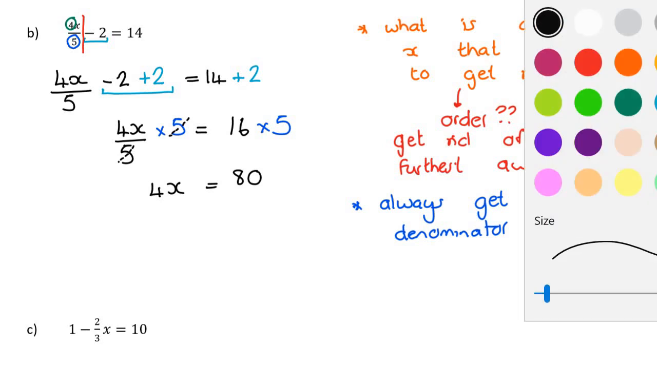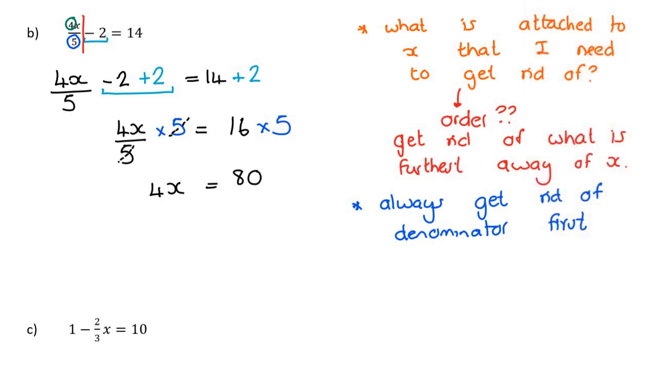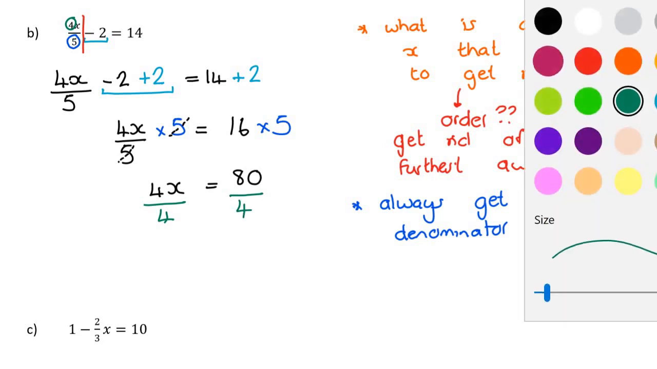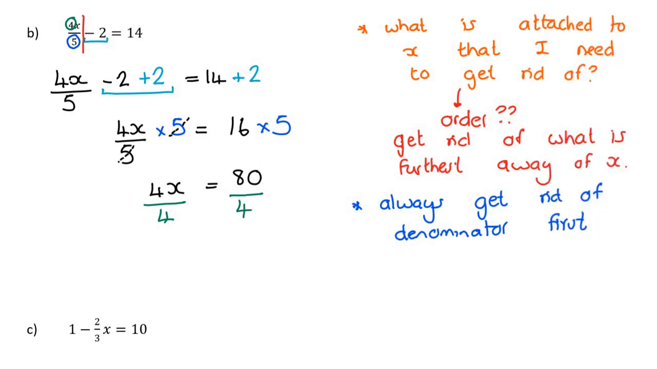And now, finally, how do I get rid of the 4? Well, I'm multiplying by 4, so I'm going to divide by 4. But what you do to one side, you do to the other side. And so 4 divided by 4 is 1, so I land up with 1x, which I write as x, and 80 divided by 4 is 20.